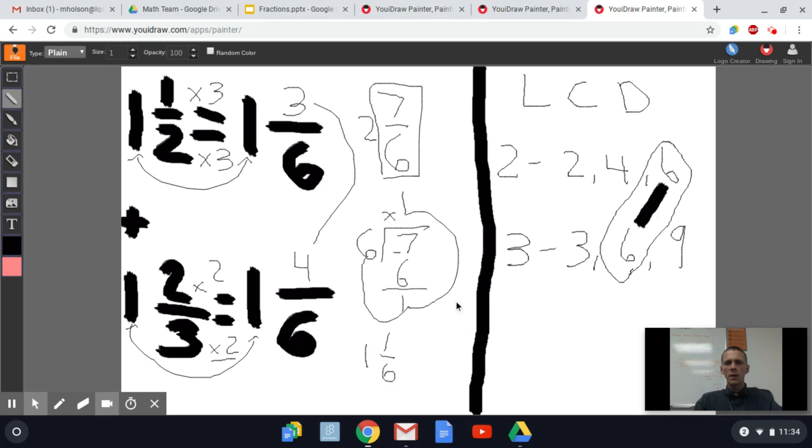Perfect. But do not forget your whole number here. All you have to do is take your whole number that you held out of the operation and simply add it to the whole number that you came up with when you converted. So 2 plus 1 is 3. So your real answer will be 3 and 1/6. Bam. And that is how you add mixed numbers with different denominators, everybody.